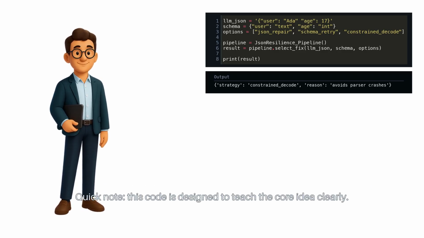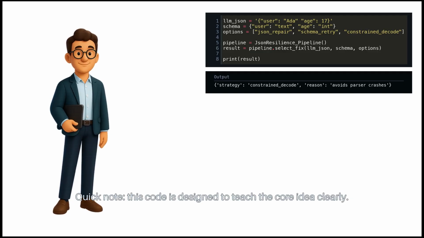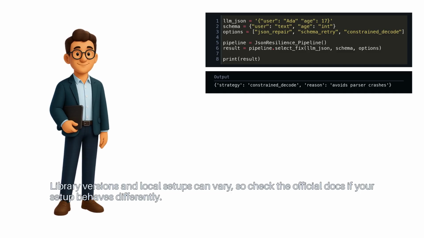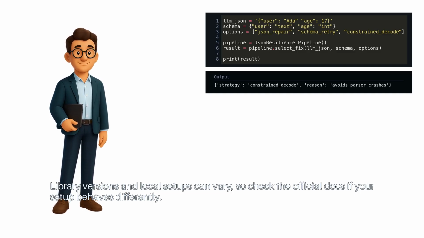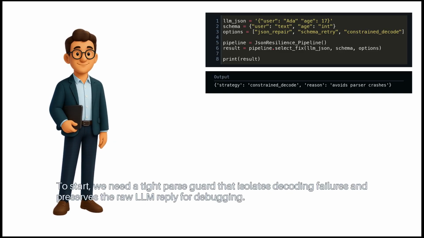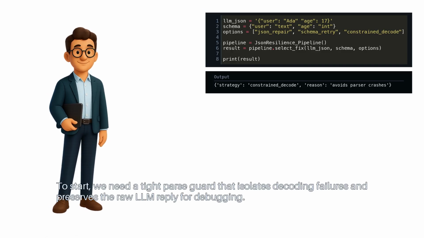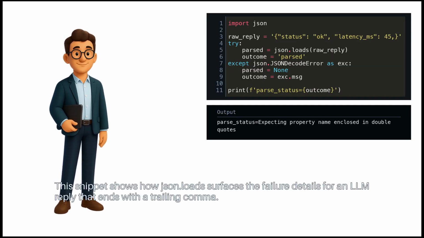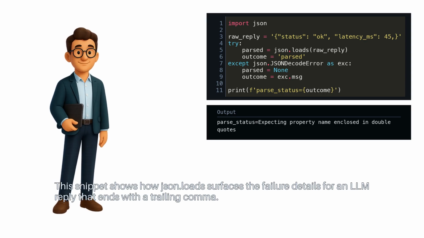Quick note, this code is designed to teach the core idea clearly. Library versions and local setups can vary, so check the official docs if your setup behaves differently. To start, we need a tight parse guard that isolates decoding failures and preserves the raw LLM reply for debugging. This snippet shows how json.loads surfaces the failure details for an LLM reply that ends with a trailing comma.